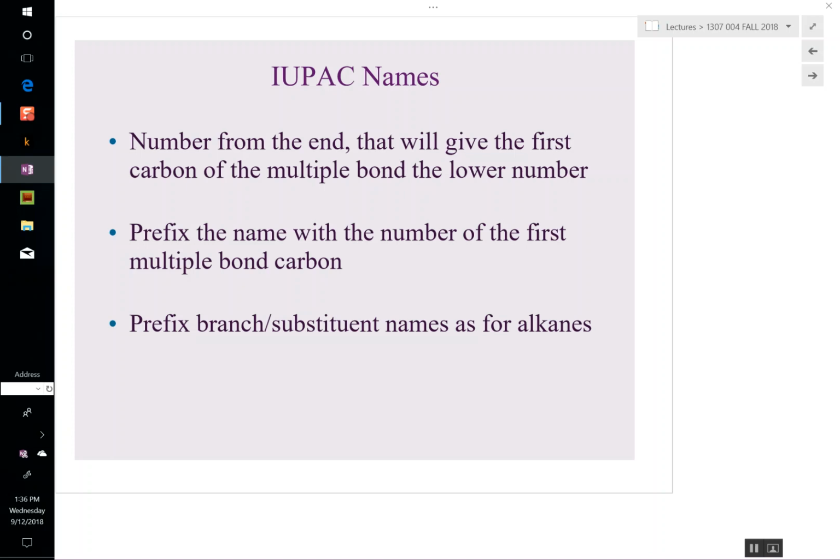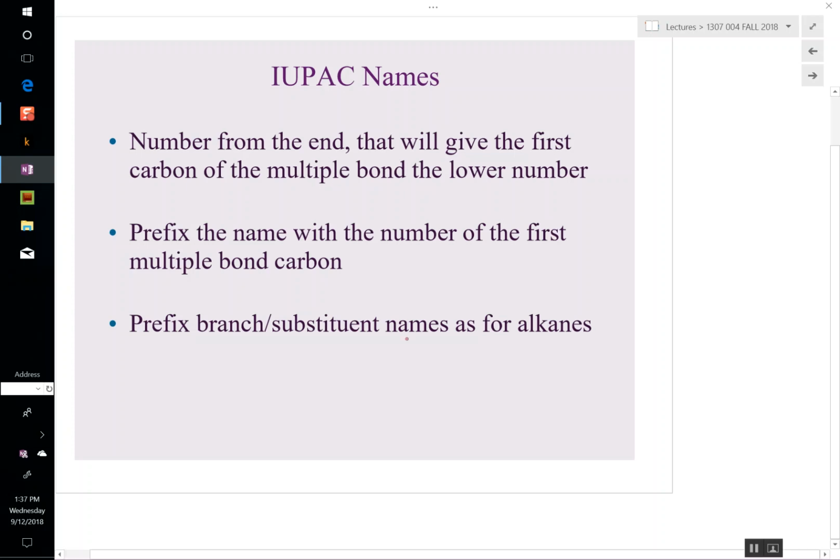Number from the end that will give you the first carbon of the multiple bond, that means double or triple, the lowest number. Prefix the name with the number of the first carbon in the multiple bond. So you can see it takes 2 carbons to make a double bond. We're not putting a number for each one of them. We're just putting a number for the first carbon in the double bond. 1-pentene. Where's the double bond? It's between carbon 1 and 2. But I don't need the 1 and the 2. I just need to tell me where the double bond begins. And then I know that it has to be with the next carbon.